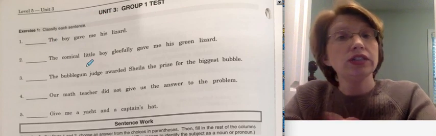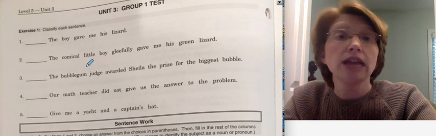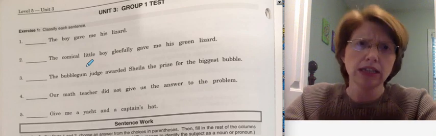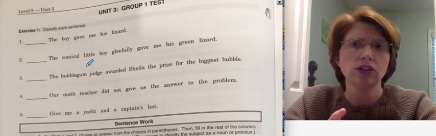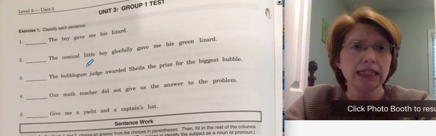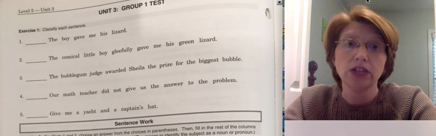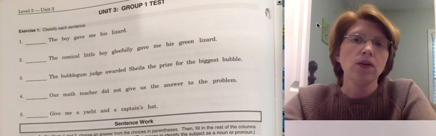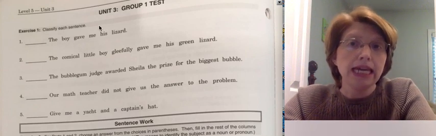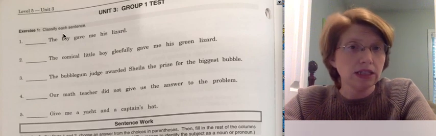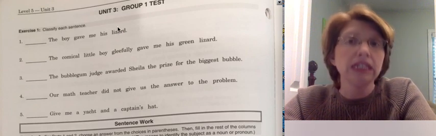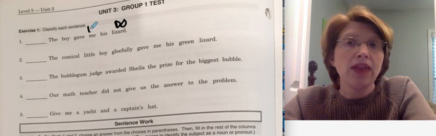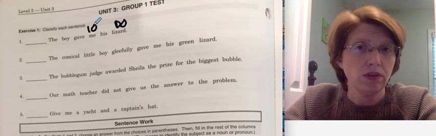I want you to do the sentences. Now, all of these have an indirect object, what we have been practicing lately. And some of you need to look back on some of this again if you're not sure about your indirect object. In the comments, I'm seeing some sentences that do not have indirect objects. Okay, you cannot say to the girl. That's not an indirect object. Okay, the boy gave me his lizard. The boy is the subject. Gave is the verb. What did he give? Lizard. That would be your D-O. Gave it to whom? Me. That's your I-O. Okay?